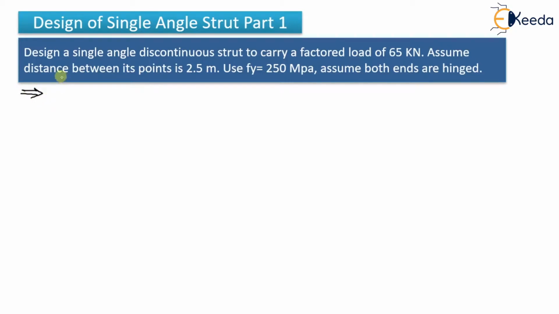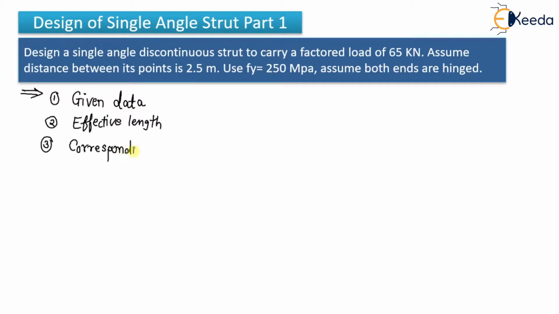Let's calculate. First, I will not start answering this question. First I will write down all the steps which will be required, so that you will easily understand this. First, you just write down the given data, whatever it is given. Then the next step you should follow is calculate the effective length. Then the third step is corresponding FCD. Now I will tell you what is corresponding FCD.